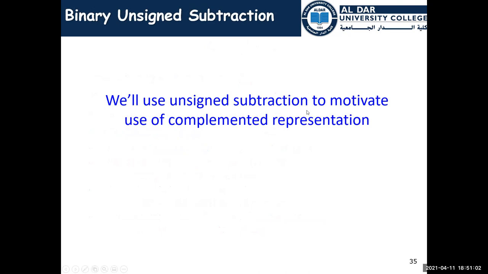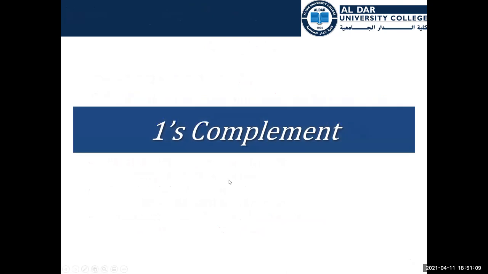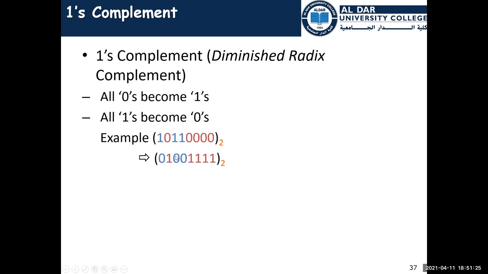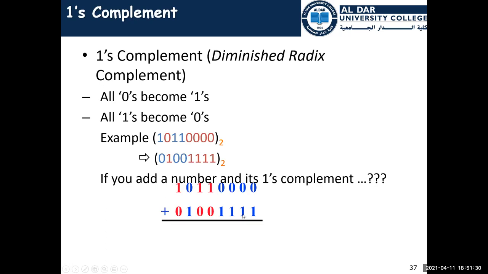We will use unsigned subtraction to motivate the use of complemented representation. Unsigned means we don't consider the carry as a signed number. We just ignore it. The ones complement is very simple. All zeros are converted to ones and all ones are converted to zeros. This is the ones complement, just a converter. We need a converter to convert this number.